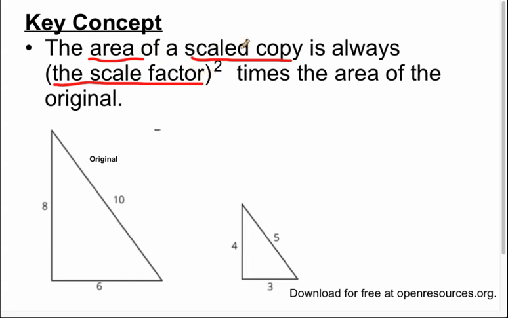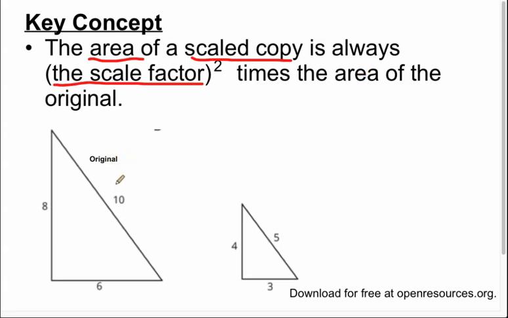So the area of the scaled copy would be 25 times the area of the original. Say the scale factor was 3. Then you would square 3, and you'd get 9. So the area of the scaled copy would be 9 times the area of the original. Let's see what happens in this case.